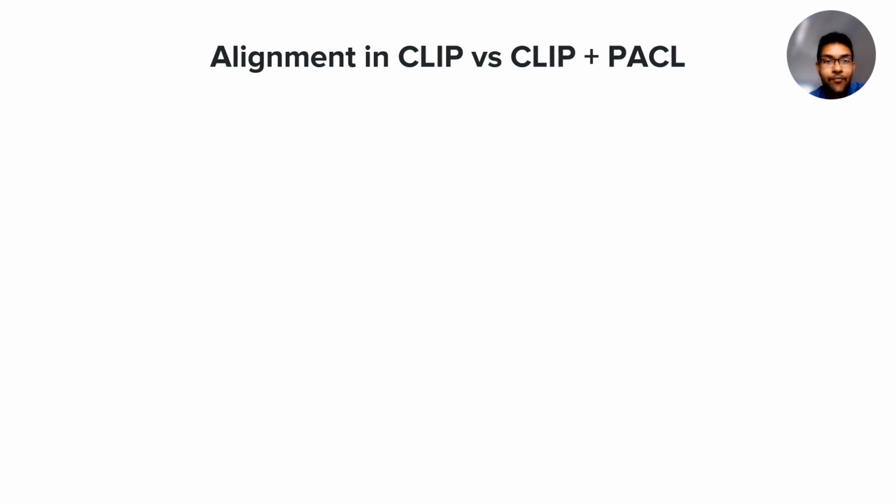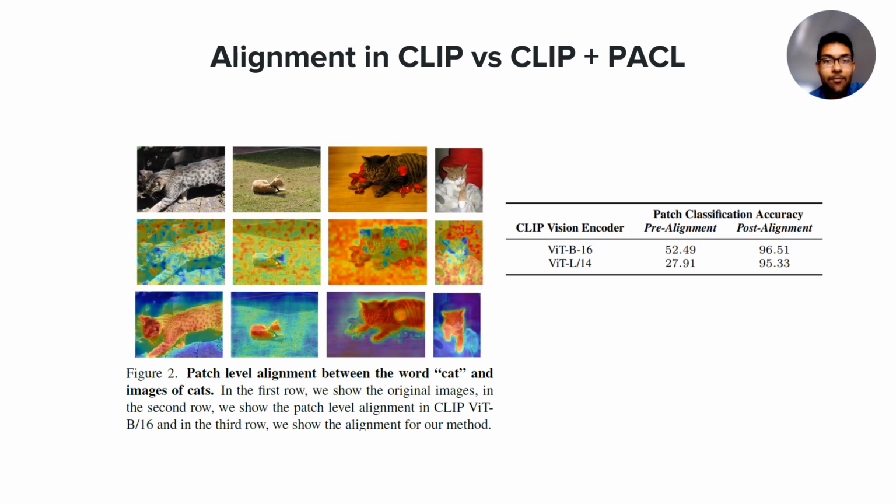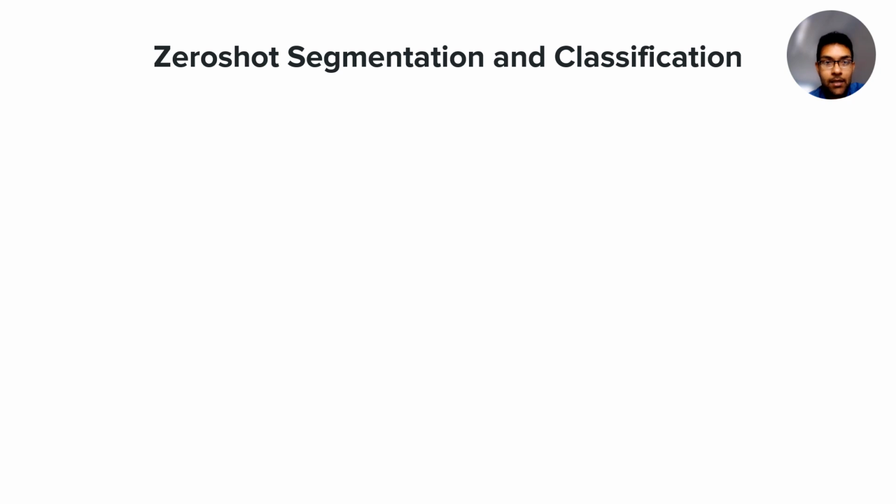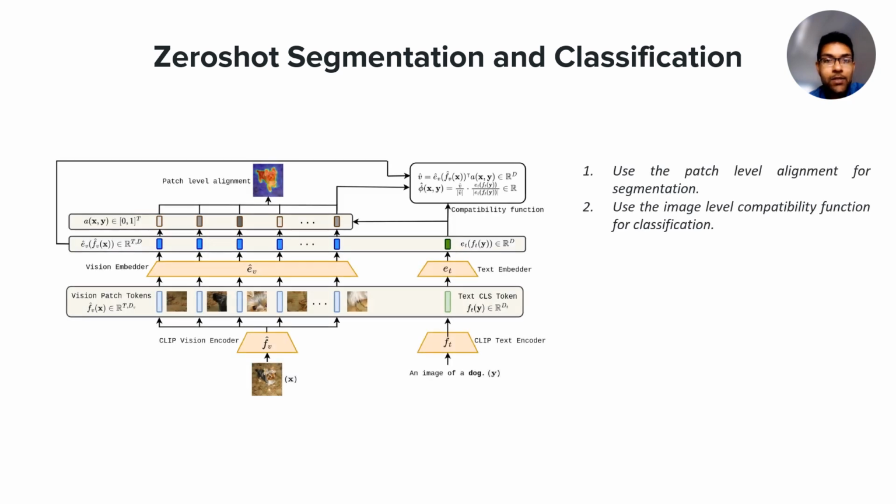function. On training just an image embedder on top of a pre-trained frozen CLIP model using PACL, we find that the patch level alignment between image and text significantly improves. This was our desired goal. Thus, with PACL, we can use this model for multiple purposes. We can use the image text compatibility function phi hat as logits for image level predictions like zero-shot image classification, just like we use CLIP's cosine similarity as logits.